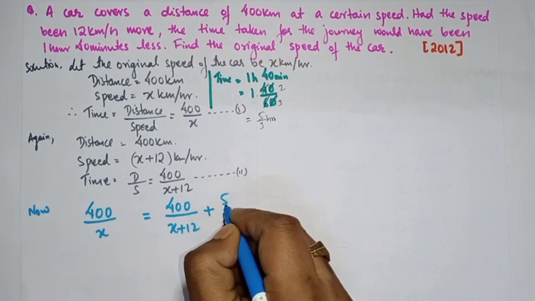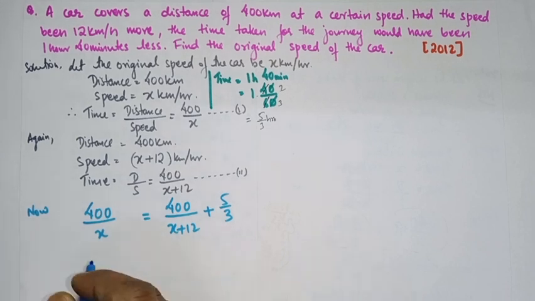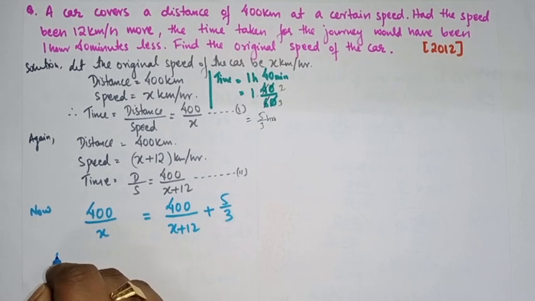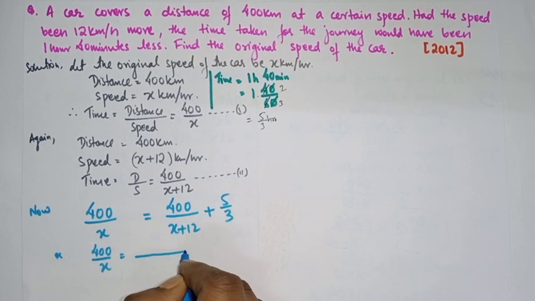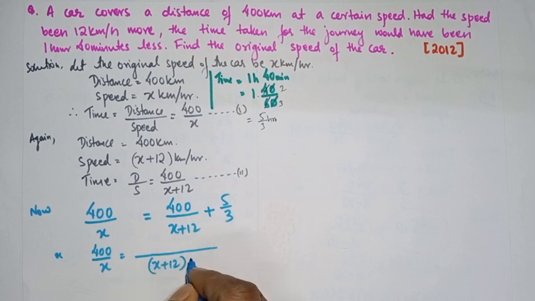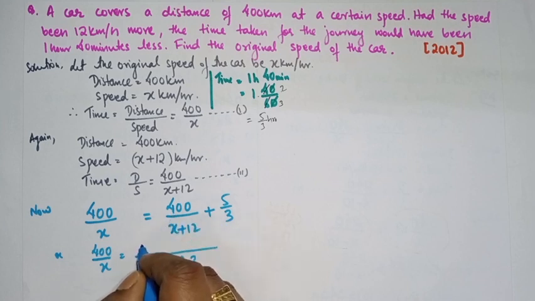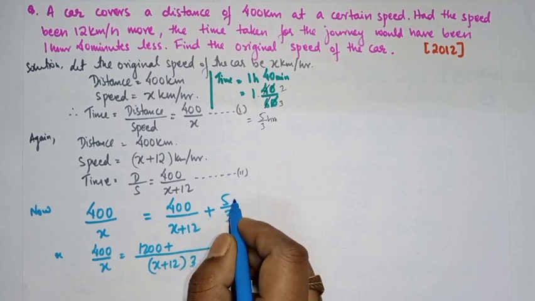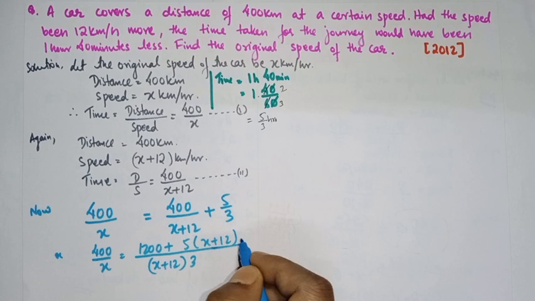So 5 upon 3. Now I have to do the LCM. What will be the LCM? It will be 400 upon x equals the LCM of these two, which is x plus 12 into 3. Now this gets cancelled and this 3 will multiply on this side. So 3 into 400, 3 4s are 12, 1200. Plus this will go up, cross multiply, x plus 12.